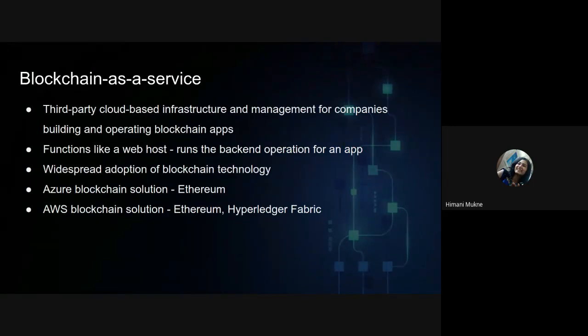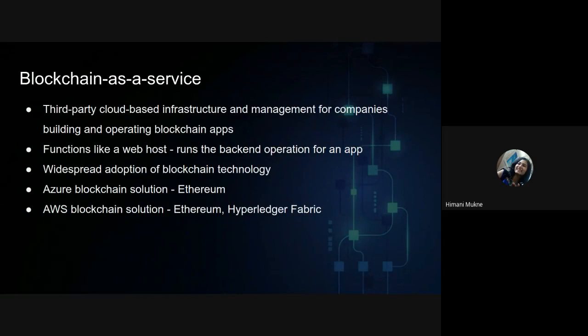because since it's a new technology, it's uncharted territory. A lot of developers are wary of trying something that they haven't been doing traditionally. So blockchain as a service allows customers to use cloud based solutions to develop, host, and adopt their blockchain applications, smart contracts, and other relevant functions on the blockchain.